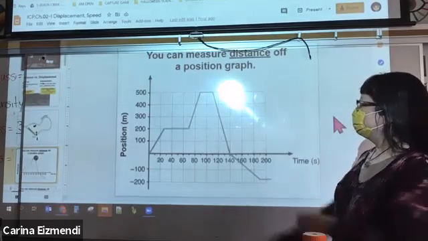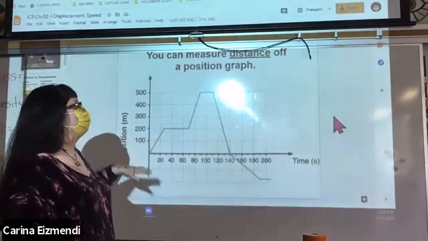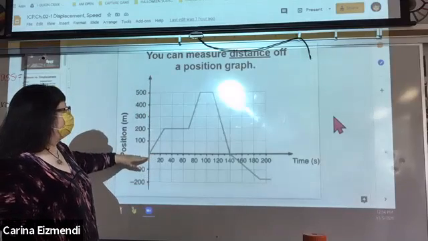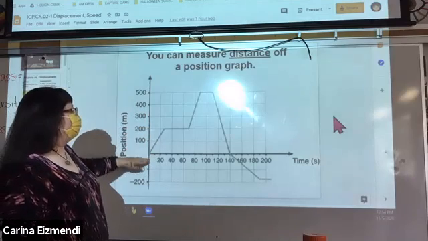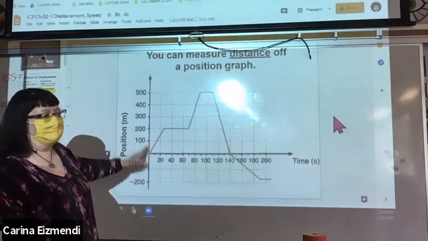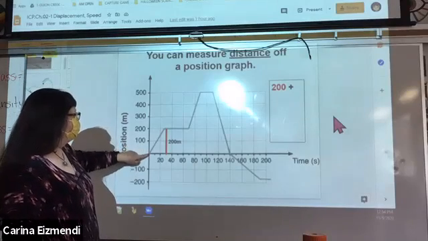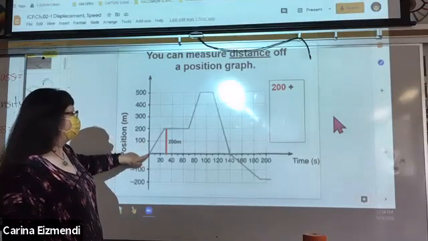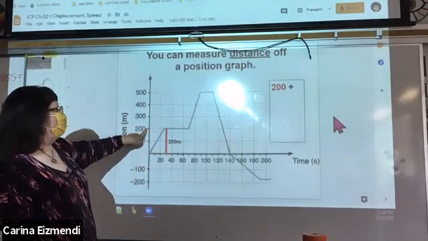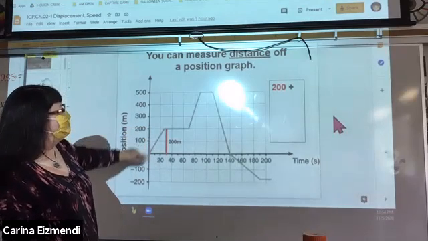Okay, so measuring distance off a position graph. You remember how this goes, or maybe not, where your position is on the y-axis. So you're just saying, how much have you walked? The up and down motion is your distances. Walking from 0 seconds to 30 seconds, the person went away in the positive direction 200 meters. So it went up.